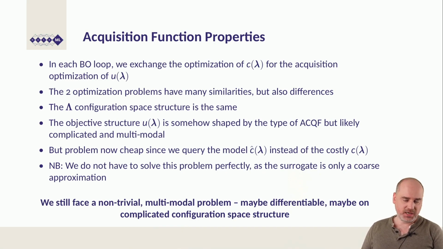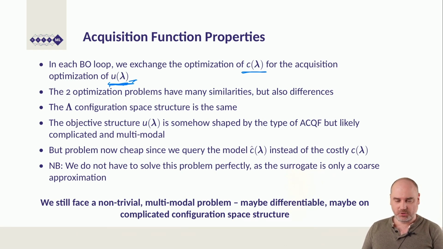Hi and welcome to our new session here on acquisition function optimization. So, in each iteration of our Bayesian optimization loop, we've now learned that we exchange the optimization of our very costly cost function C to the optimization of our acquisition function U. These two optimization problems have many similarities, and specifically we have to solve this second one practically somehow. So I guess we should talk about this for a few minutes, how we can do that.